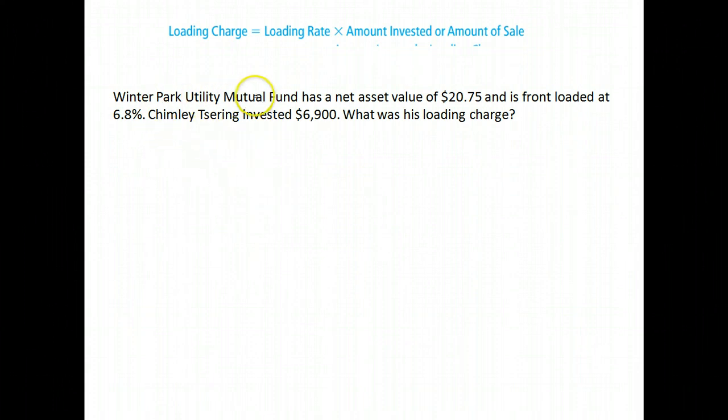All right, here's Winter Park Utility Mutual Fund. It has a net asset value of $20.75. It's front loaded, so again, you have to pay your loading charge up front at 6.8%. He's investing $6,900. What was his loading charge? Again, this is pretty straightforward. We just move the decimal 2 places to the left. We have our loading rate times the amount invested.